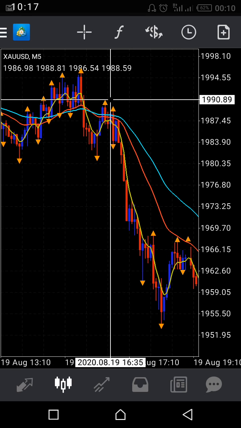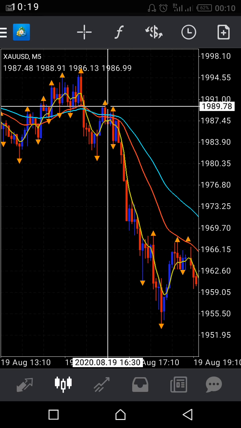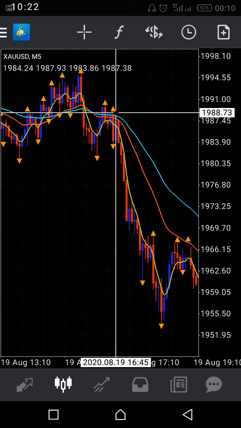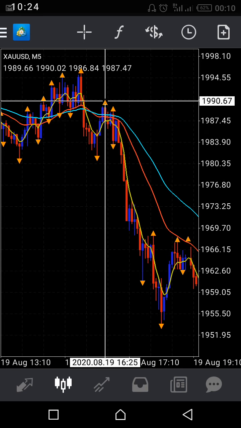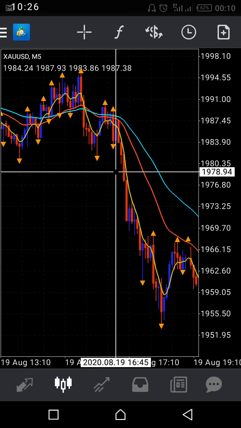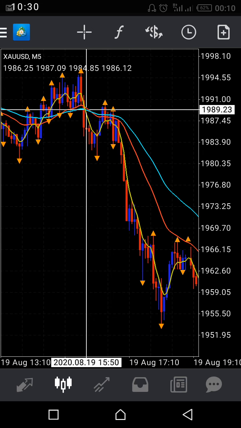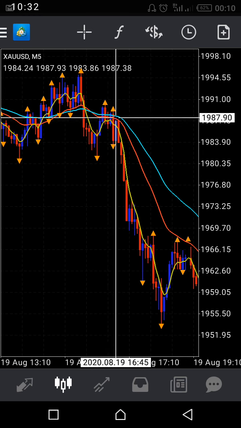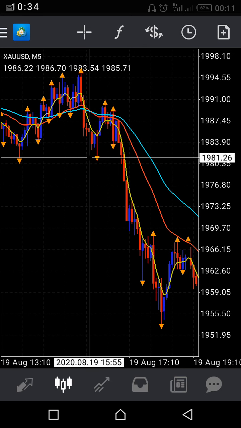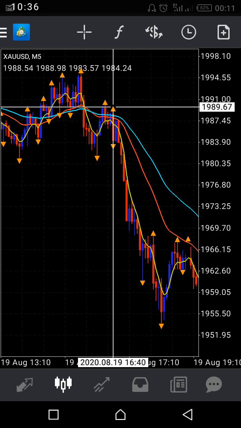you see the price is piercing the two moving averages, or even if it's one, and then you see these arrows, please enter, because this is a re-entry point. If you miss this entry here, then you can enter here, because this is a retracement up, and then you enter down.